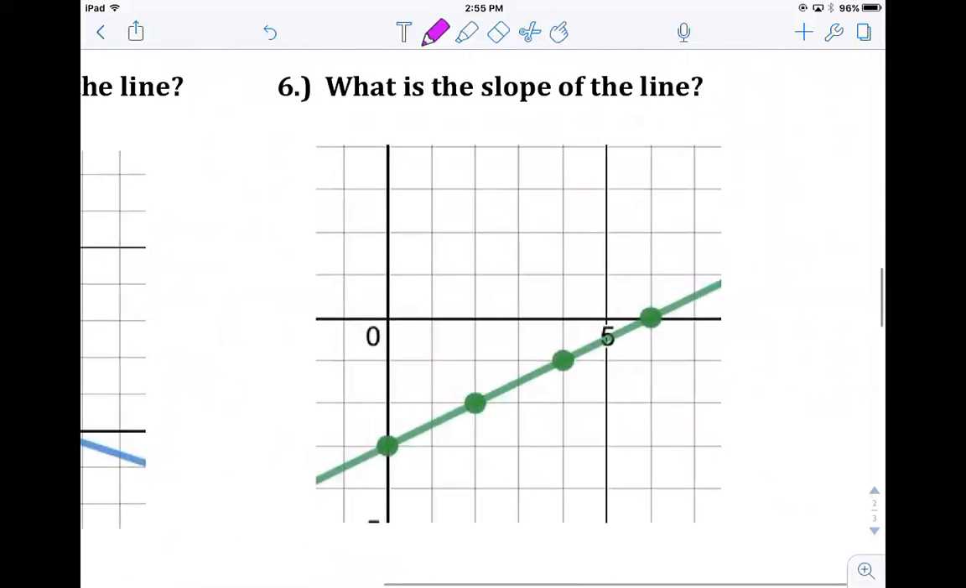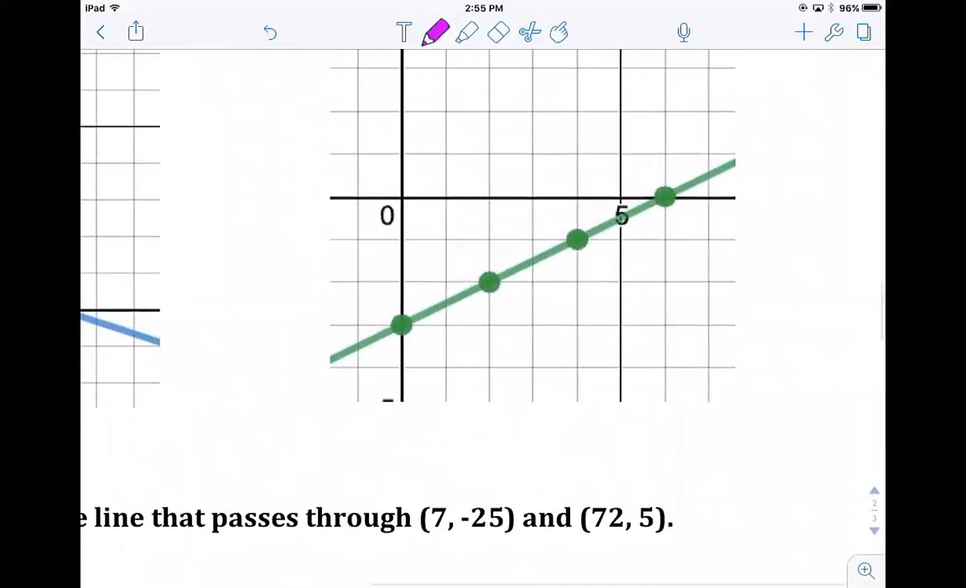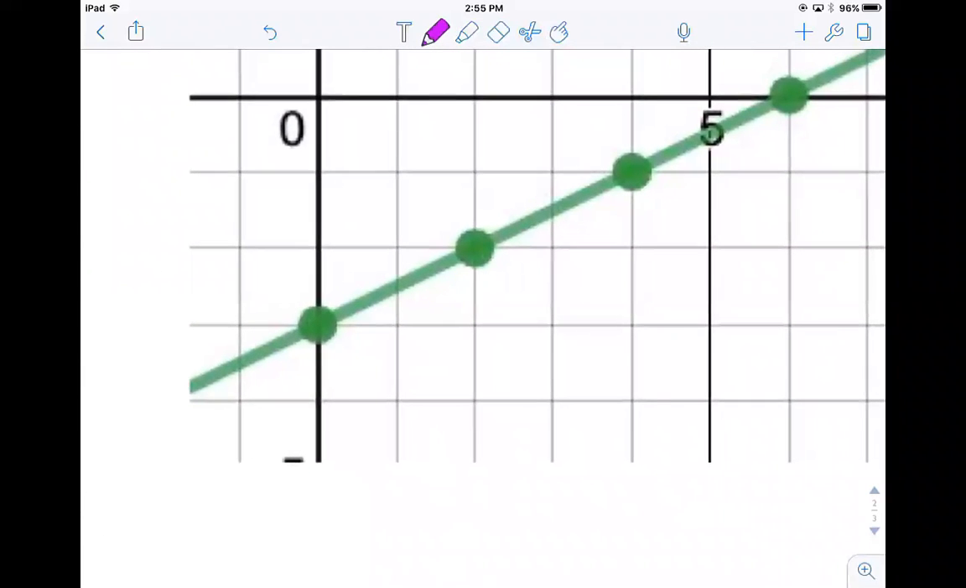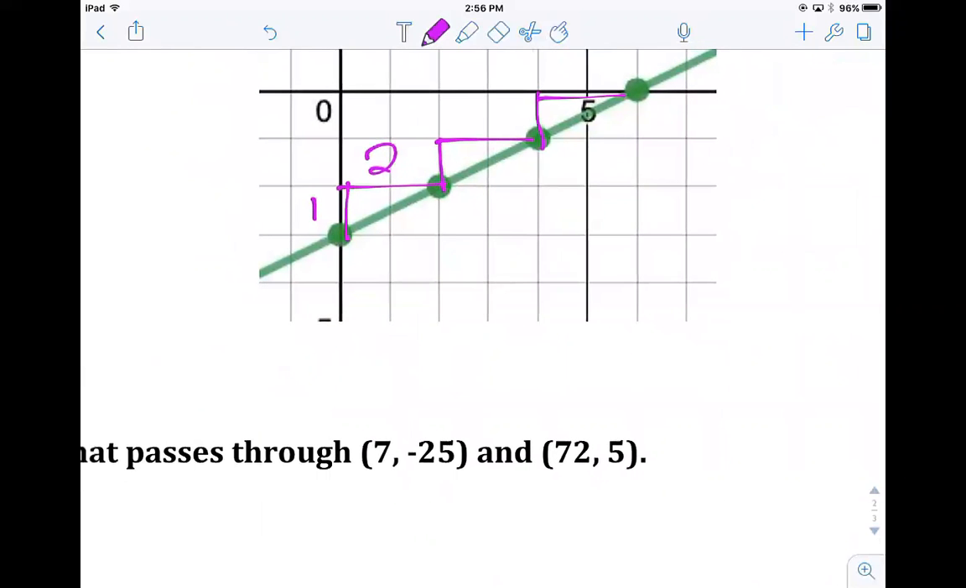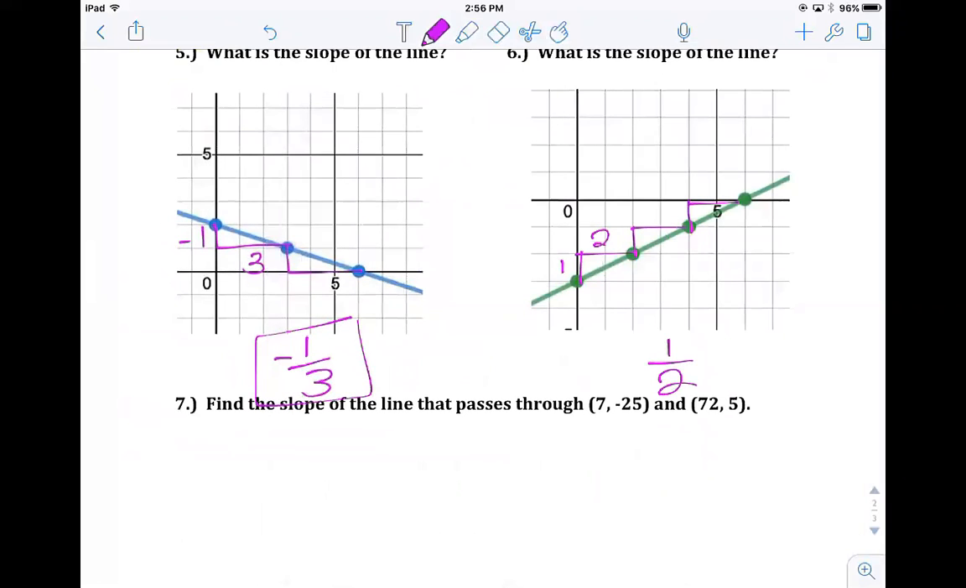Okay. Problem 6, we are going to take a look at how much we're going up and over. So we're going to go up 1 over 2. And again, you can check up 1 over 2, up 1 over 2. So our slope is going to be 1 over 2. So again, looking to see how much you're going up and how much you're going over.